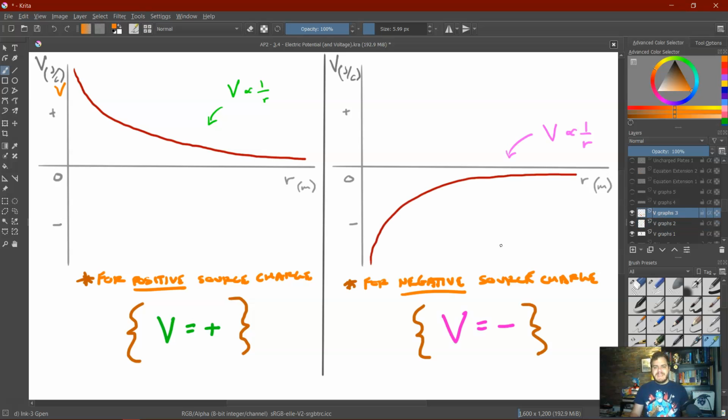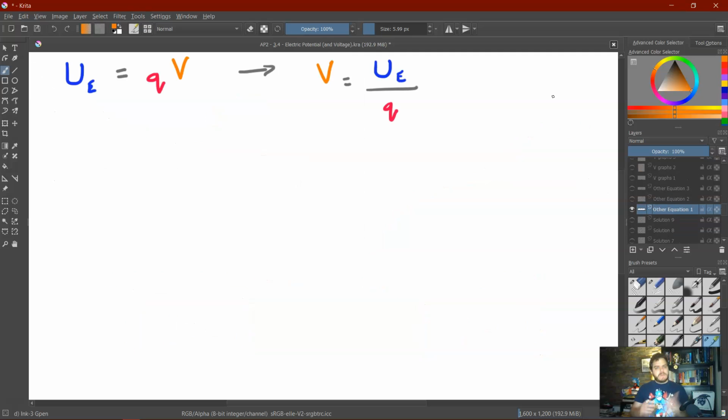Similarly, if I have a negative source charge creating an electric field, it creates negative electric potentials. And additionally, once again, it is inversely proportional. So let's come up with a way to calculate the electric potential from some charge in a slightly different format. So we already know that the electric potential energy is equal to the charge times this potential, and that therefore, if we just rearrange, the potential is equal to the electric potential energy over the charge.